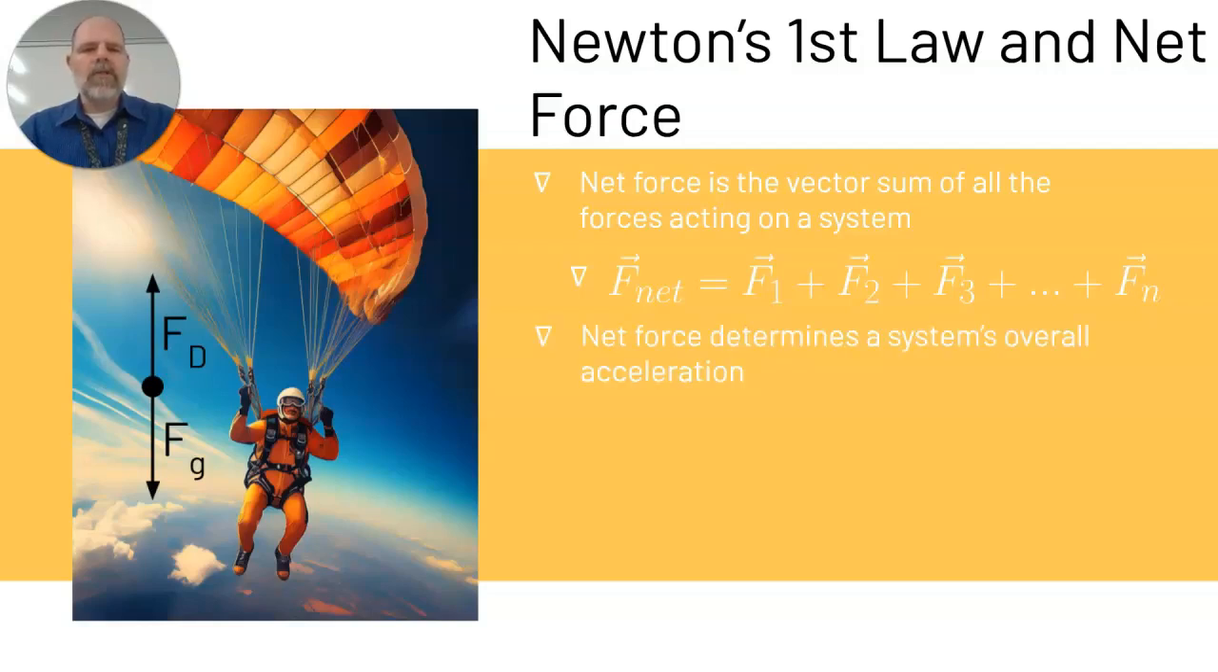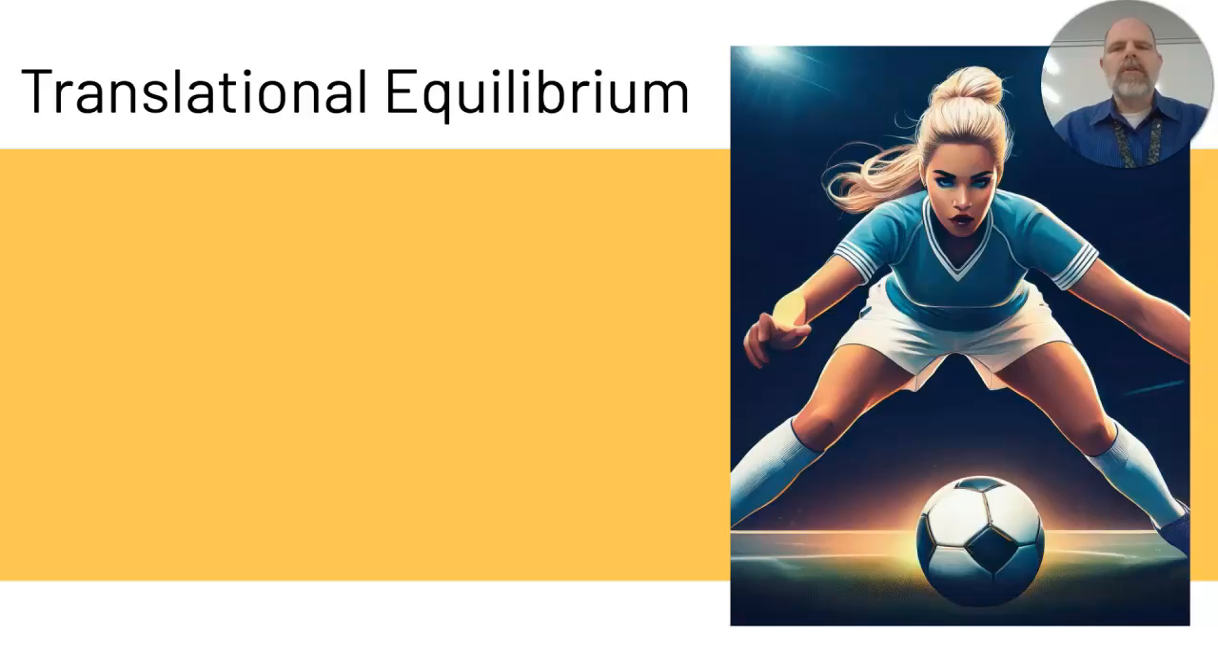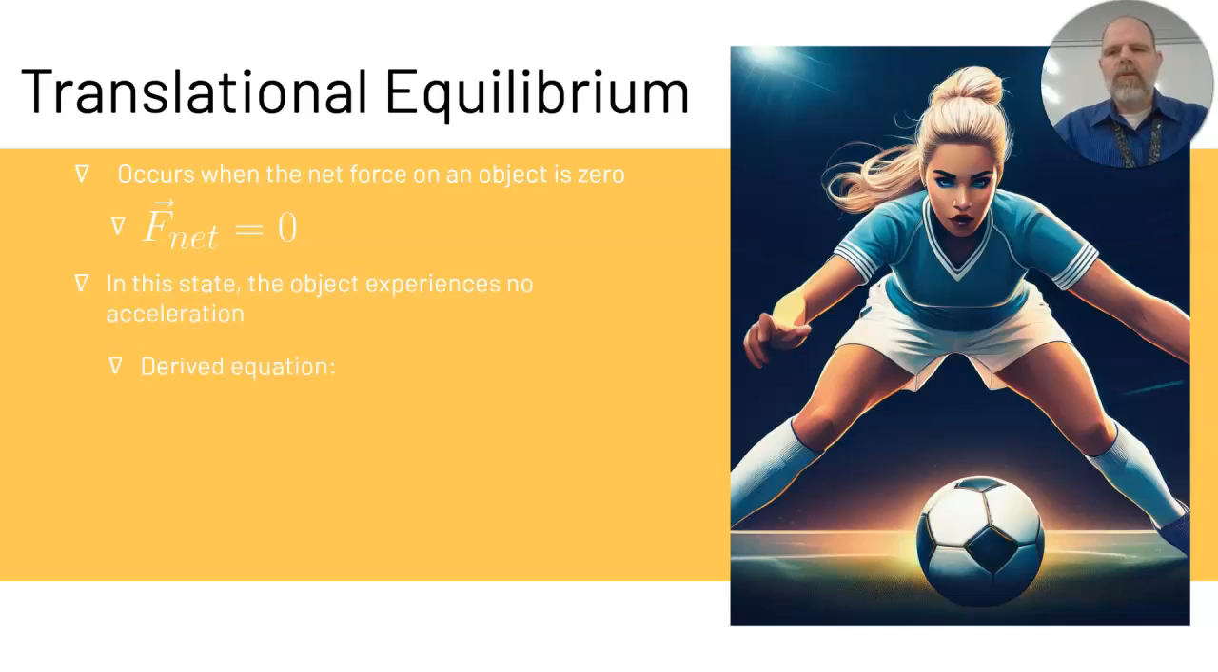The net force determines the system's overall acceleration. The net force can be calculated in each direction independently. So we can talk about the net force in x or the net force in y. Let's talk for a second about translational equilibrium. Translational equilibrium occurs when the net force on an object is zero. So F net equals 0. In this state, the object experiences no acceleration. So we're talking about a situation where an object is at rest or it is moving at a constant speed.